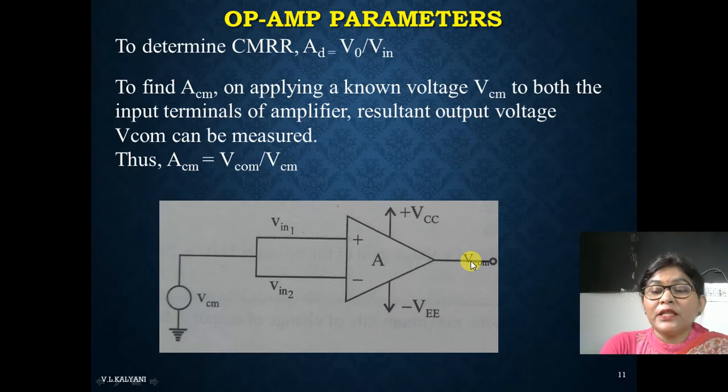So how do we determine the CMRR? With the help of this formula, AD is equal to Vo upon Vi. This is the differential voltage gain, equal to output voltage upon input voltage. To find ACM, the common mode voltage gain, we apply a known voltage, VCM, the common mode voltage, to both input terminals of the amplifier, and the resultant output voltage, VOCM, can be measured. So ACM is equal to the common mode output voltage upon the common mode input voltage.